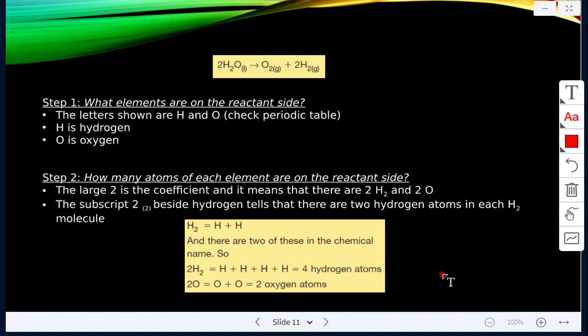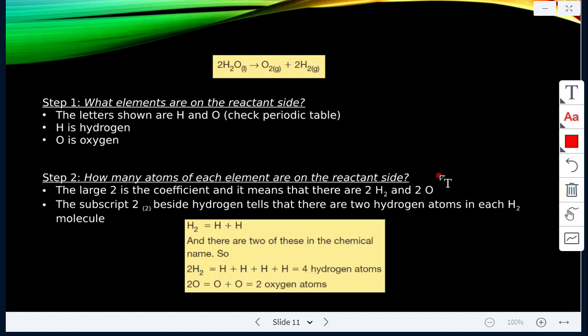So what we're going to do is use this example of the electrolysis of water, and go through each step to show how this would become balanced. So what elements are on the reactant side? So we have H and O. H represents hydrogen, O represents oxygen. How many atoms of each element are on the reactant side?